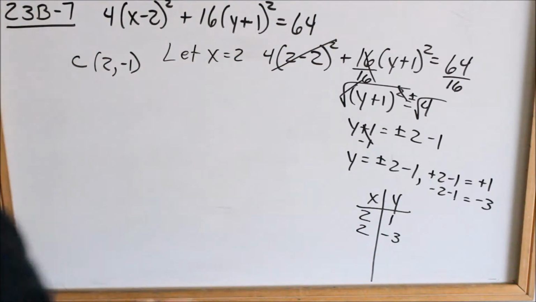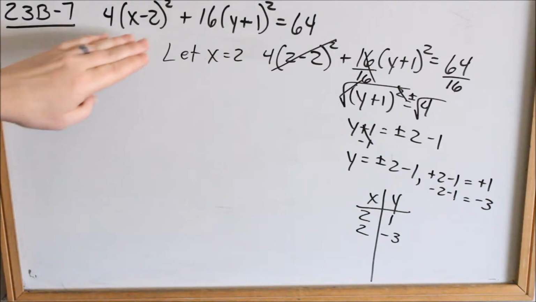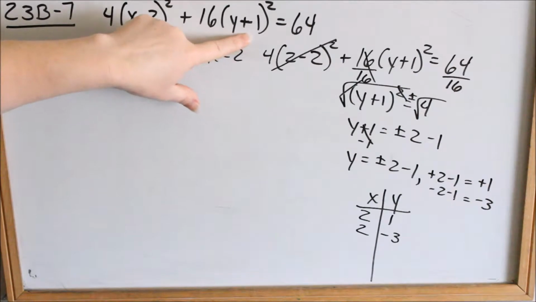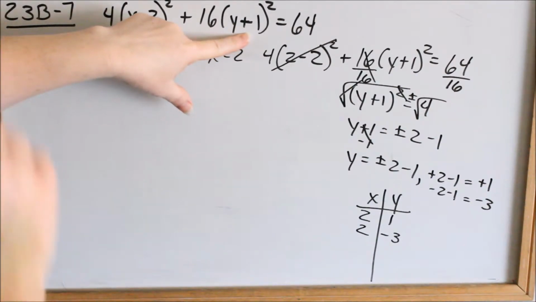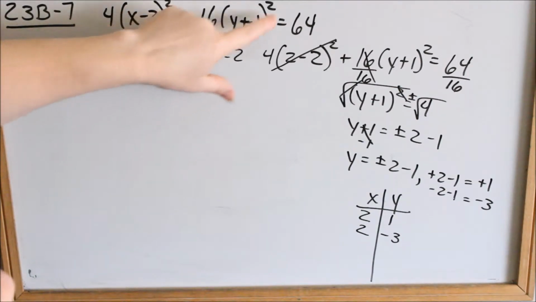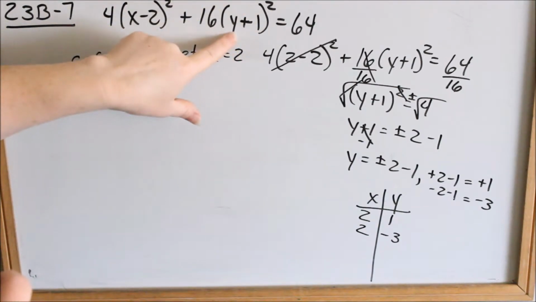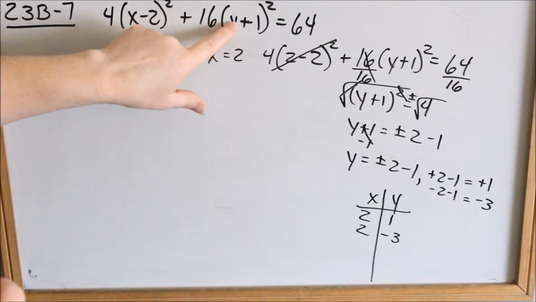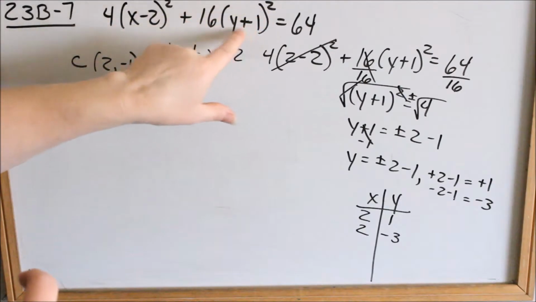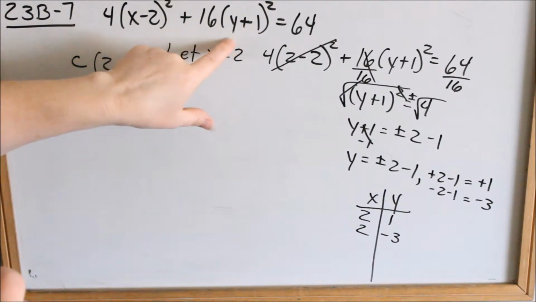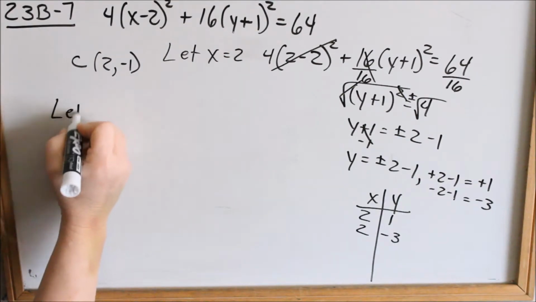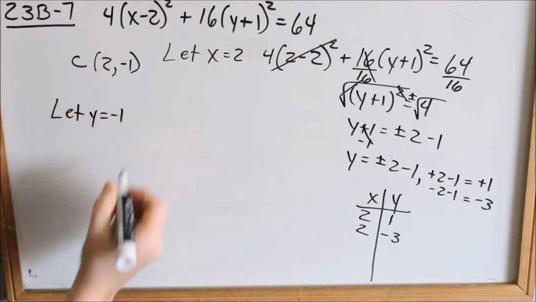Okay? Now we need to let the other term go away. First, we wanted this term to go away. Now we want this term to go away so we can solve for our x extremity points. So what does y need to be in order for this whole thing to go away? Can you see that y needs to be negative 1? If I had negative 1 plus 1, that would make this parentheses 0. 0 squared is 0, and 0 times 16 is 0. So we're going to let y equal negative 1. Okay? So let's let y equal negative 1.